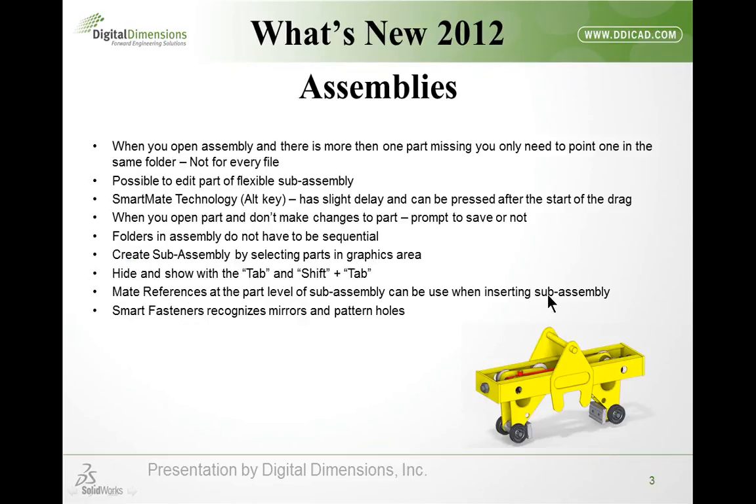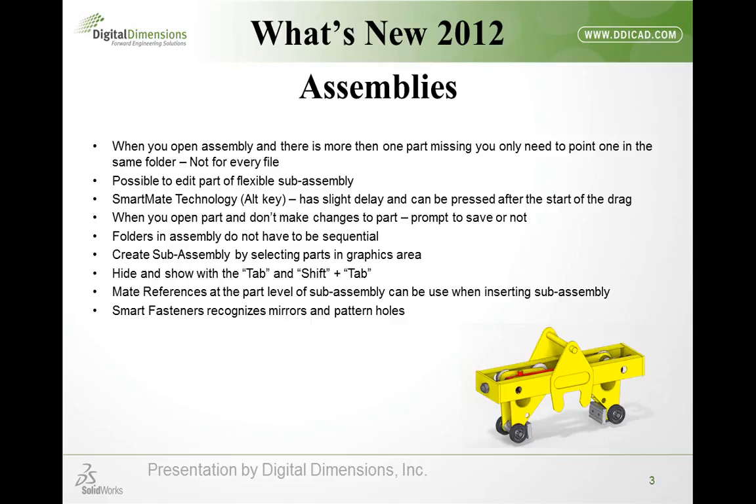So, looking at our next slide here, when you open an assembly and it's looking for parts, you only need to point it to the same folder once. You don't have to actually point it towards every file. This is kind of a big one because SOLIDWORKS has always had the same search criteria for assemblies, and they've just recently revamped that so we don't have to go looking for all those. We'll see the ability of editing flexible subassemblies in context of the top-level assembly, so we'll see that one as well.